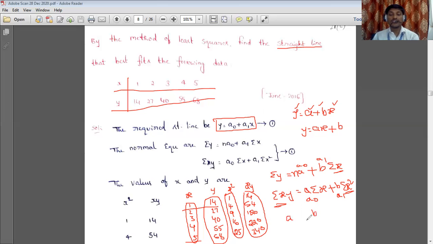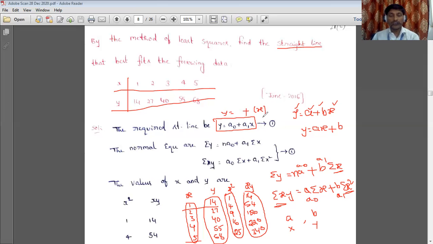And don't forget, in your calculation it shows x and y like this. Why? Because those equations are in terms of x and y. And a you can treat as x and b we can treat as y. Or if you have chosen a naught and a1, a naught is this value and a1 is this value. And finally you'll get a naught and a1, and don't forget, you should substitute y is equal to that value plus a1 into x. Those values you got, you have to substitute.